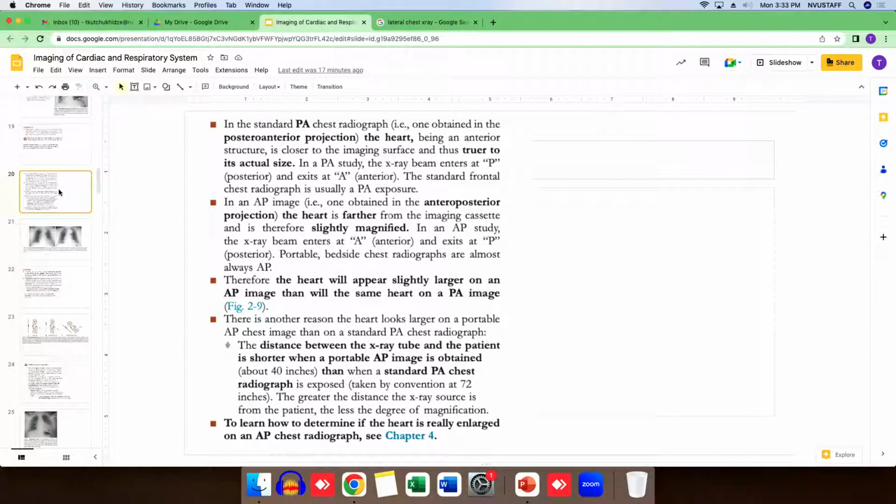So we also know the distance, in inches, from which spot we should take the photo. For example, the distance between the X-ray tube and the patient is shorter when we're taking an anterior posterior image, around 40 inches. And when we're taking a posterior anterior image, we have around 72 inches to have the normal chest X-ray.